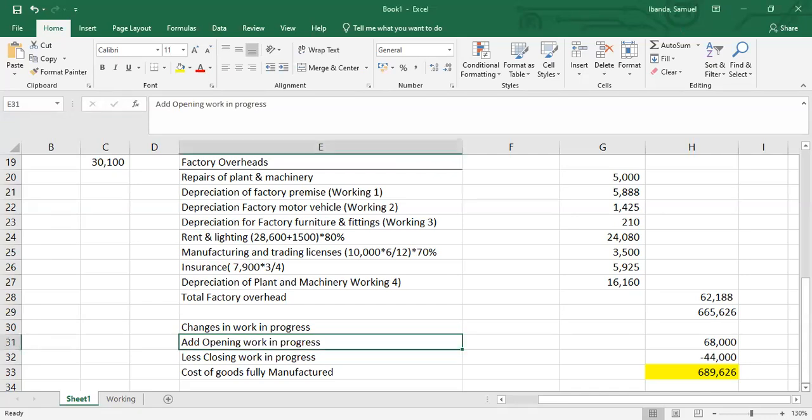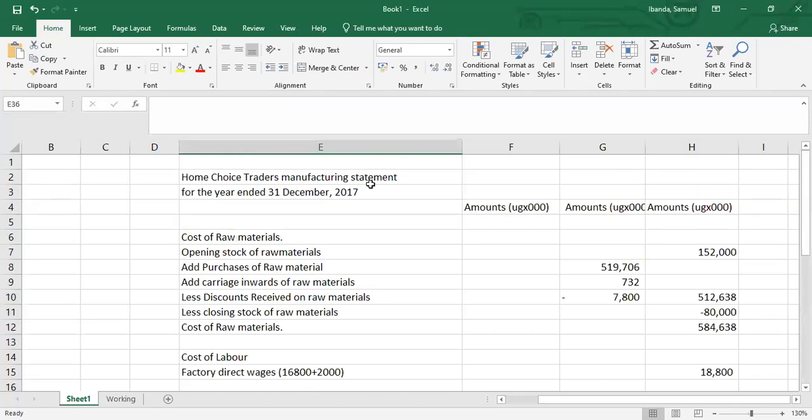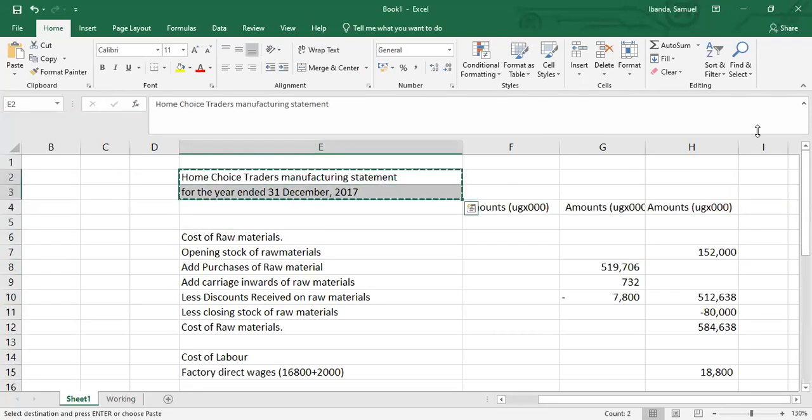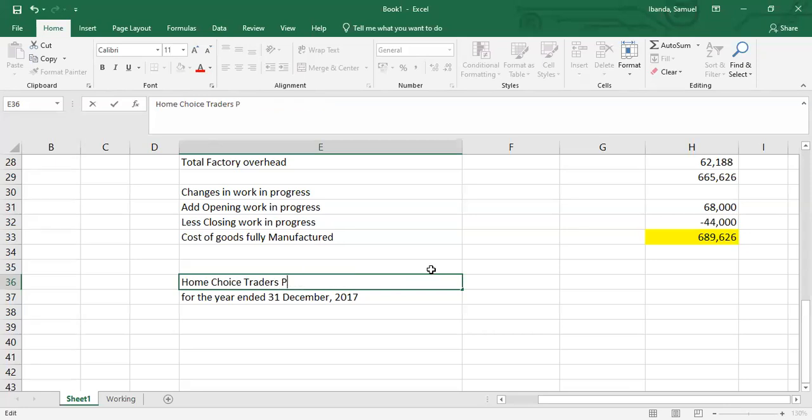And just draw the next P and L. So that is what we do. Let me just copy this so that I simplify my work here. So I'll have my P and L. I'll call this profit and loss account.